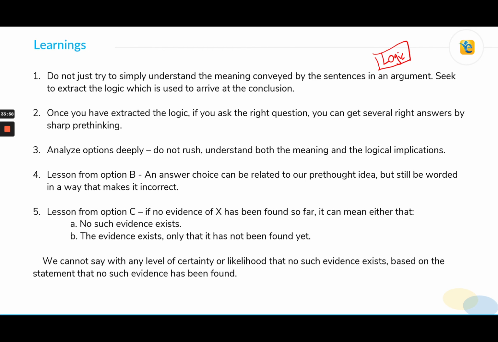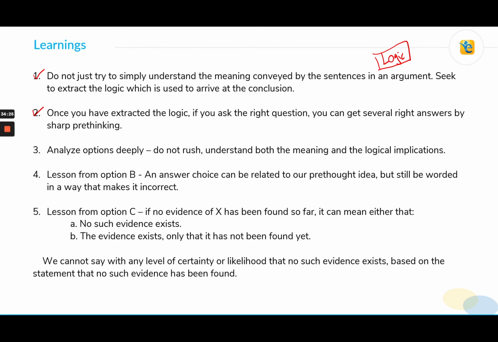All right. The second learning is, once you've extracted the logic, try to arrive at the correct question. The key to solving CR questions is to identify what question you should ask to get the correct answer. So your entire pre-thinking approach is built on identifying that correct question. If you find the right question, you will arrive at not just one, but several possible right answers. Your pre-thinking gets much sharper, and your answer choice analysis is also much sharper and more precise.